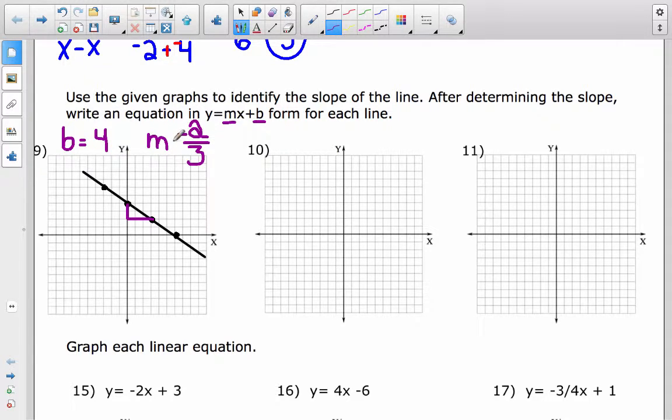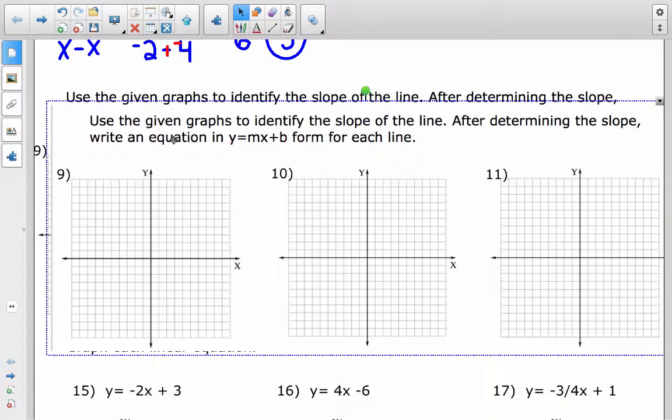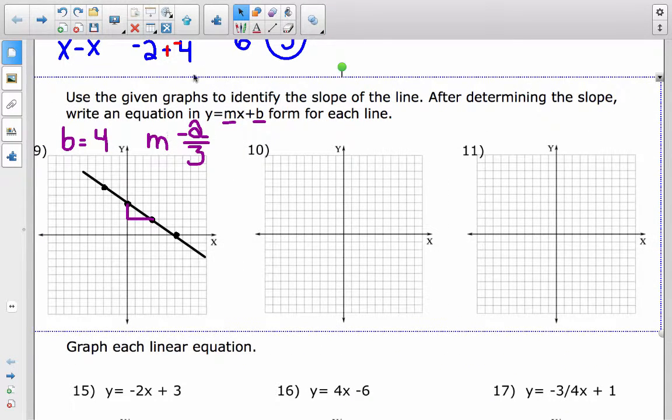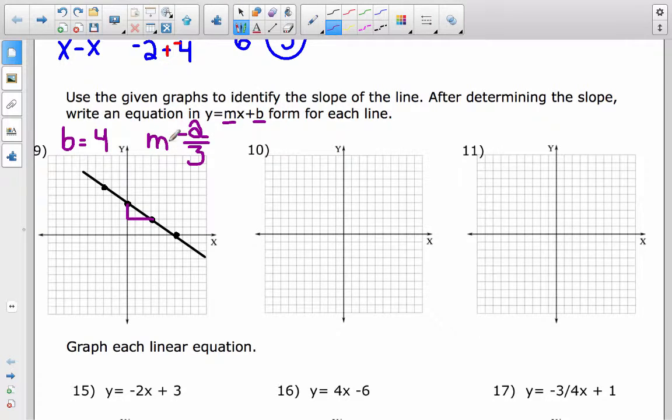So my slope is -2/3. Whoopsies, sorry about that. -2/3. So my equation, y equals, the m gets replaced with the -2/3, and that always sits with the coefficient of x, and then my y-intercept, or b, gets replaced with 4, so +4.